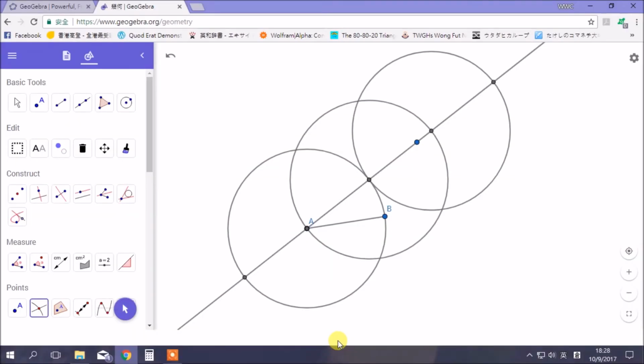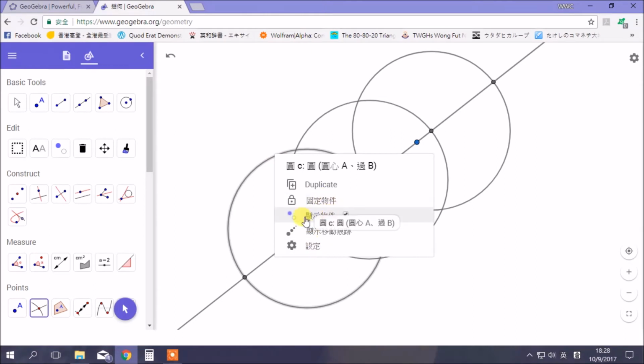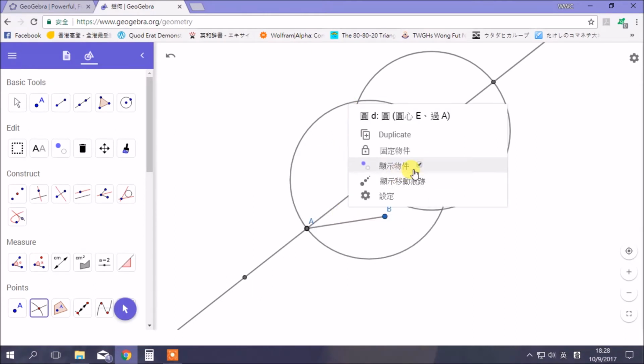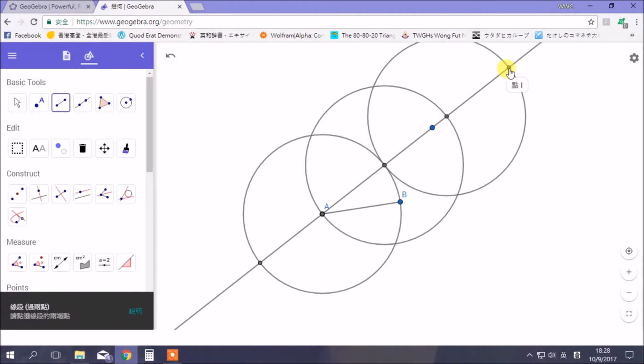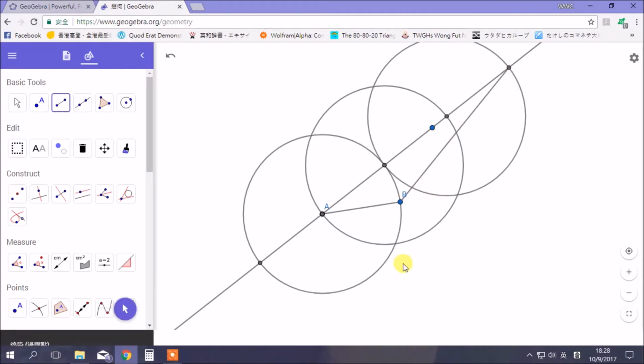In order to make you see clearly, now I will hide some objects. For example, the original circle, I hide it. This one also, I hide it. This one also, and this point also. Then you can easily see it now. For this one, you have 1, 2, 3 pieces, and these 3 pieces have the same length as AB. Now, if I join a line segment from this point to here, then you can see that this line segment is something like this.